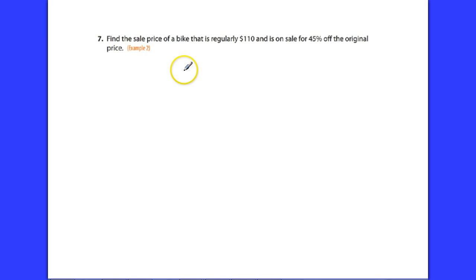It says find the sale price of a bike that is regularly $110. Okay, so that's the original price, $110. It's on sale for 45% off the original price. So basically, what we need to do is figure out what 45% of 110 is, and then we're going to take that off.